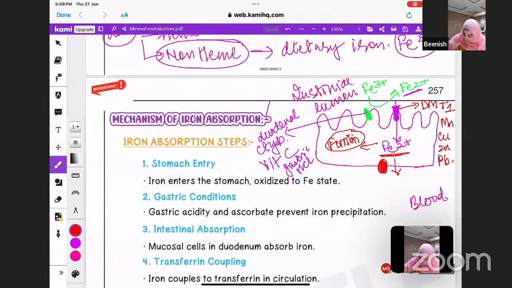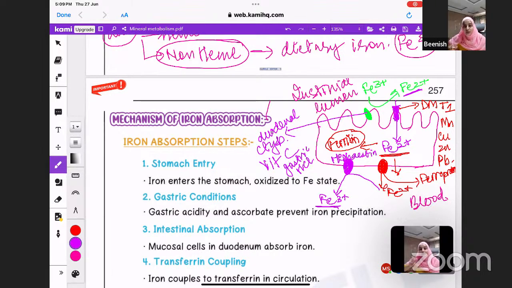Okay, so you have this ferroportin here. This ferroportin is going to transport this Fe2+ out into the blood. So you have Fe2+ here in the blood. Now what is happening? There is another protein here. This Fe2+ is going to be converted by this protein into Fe3+, because the carrier protein for iron has binding sites with affinity for Fe3+.